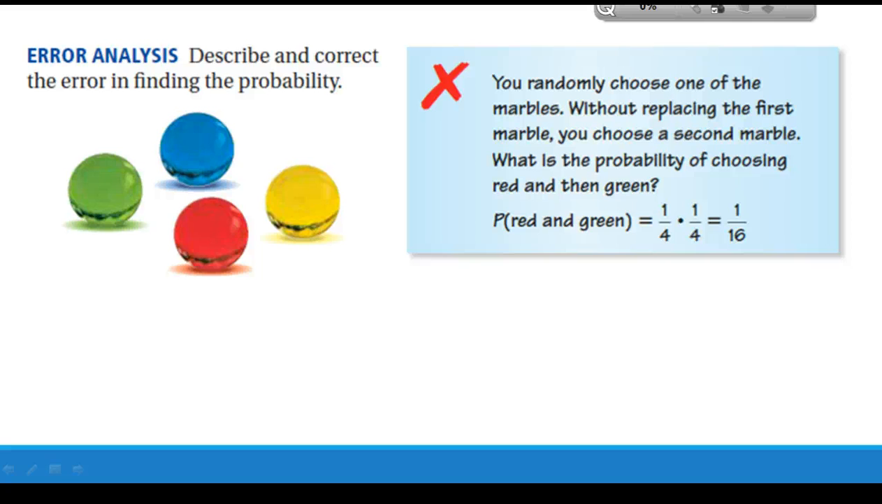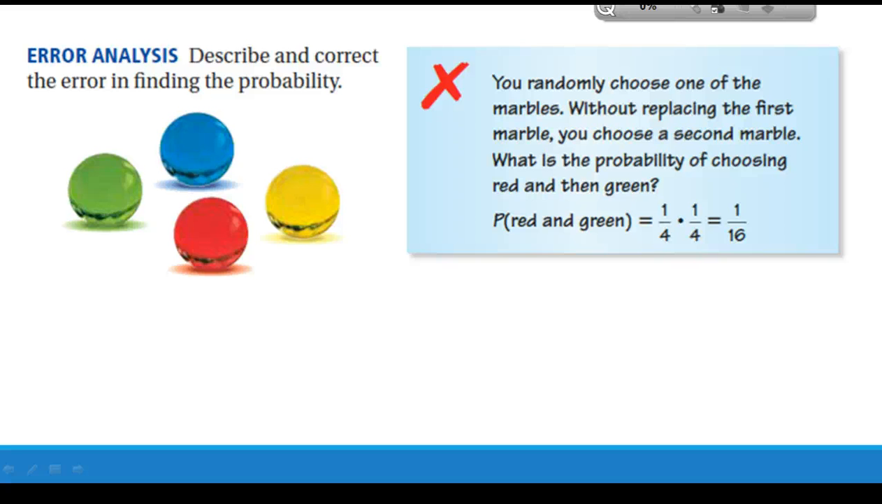Okay, error analysis. So what's the problem here? So we have to describe and correct the error in finding the probability. So we randomly choose one of the marbles. So there's 4 marbles, all different colors, green, blue, red, yellow. Okay. So we choose one of the marbles. We don't replace it. Then we're going to choose a second marble. So what is the probability of choosing a red, then a green? So probability of red and green.